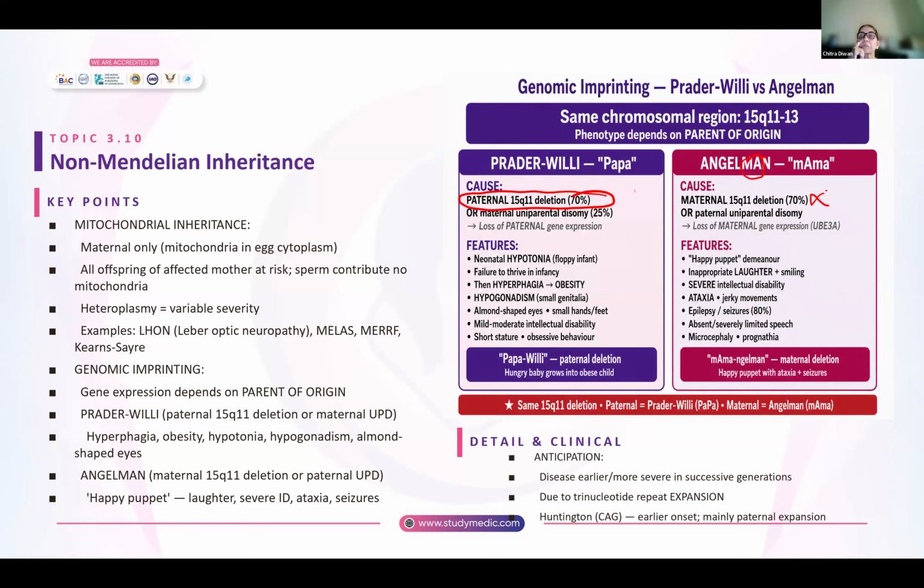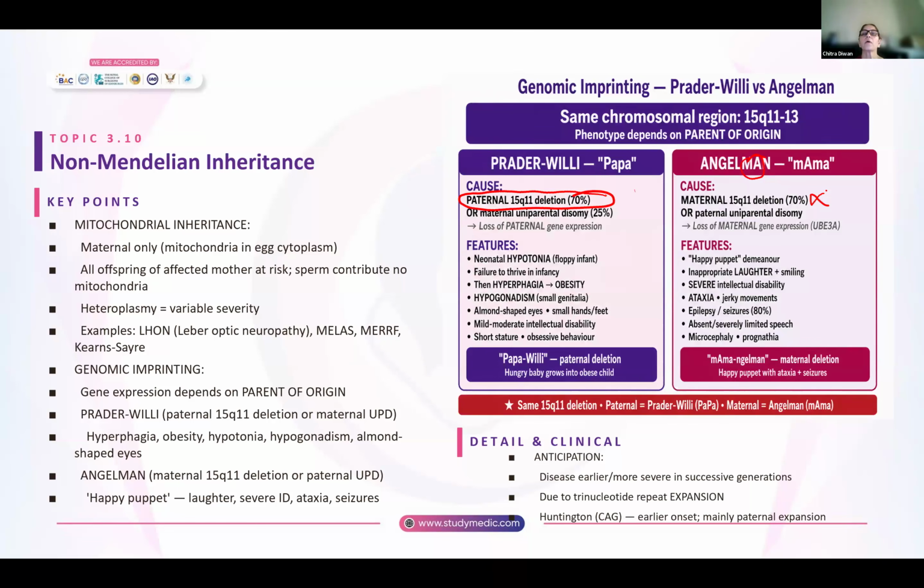Angelman syndrome is also called happy puppet syndrome because these individuals have inappropriate laughter and are smiling all the time. There is very severe intellectual disability, ataxia, jerky movements, and epilepsy; seizures are present in 80% of the individuals. Speech is limited: sometimes they cannot speak, or speech is very severely affected. Microcephaly and prognathism are also present.